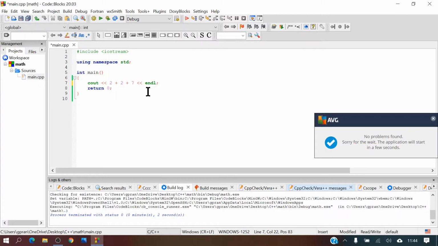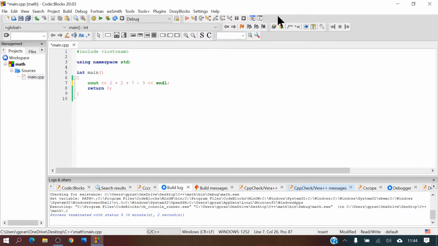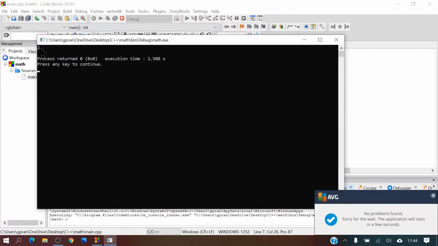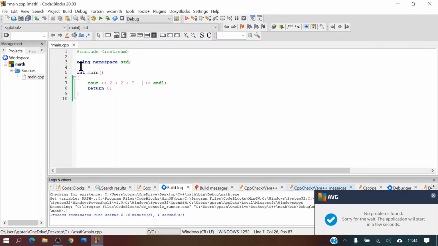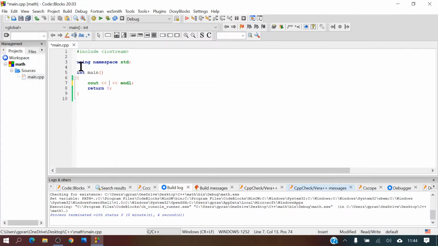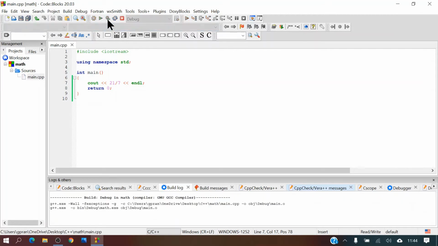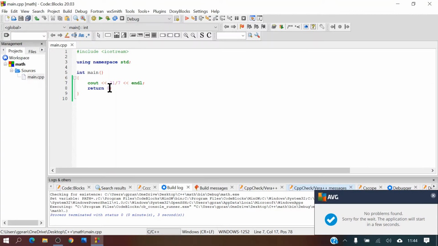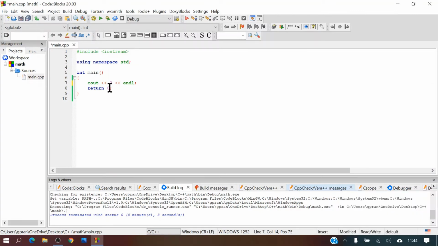For example, minus 9, 2. We can also do division. 21 divided by 7. 25 divided by 2.